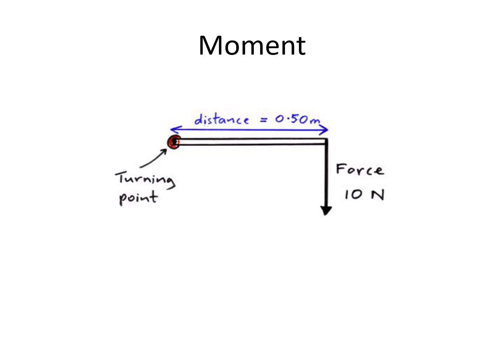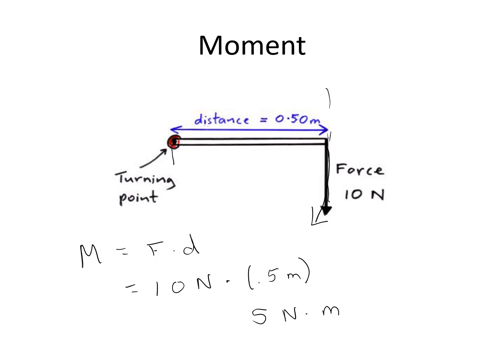So if we have this 10 Newton force and we want to calculate the moment about that turning point, then the moment is going to again be the force times the distance. So we take that 10 Newton force and multiply it by the distance from the turning point to the line of action of that force, which is 0.5 meters. So we'll get 5 Newton meters. But because this force is pulling down, it is tending to rotate this arm about the turning point in a clockwise rotation, so that moment would be negative. So it would be negative 5 Newton meters.